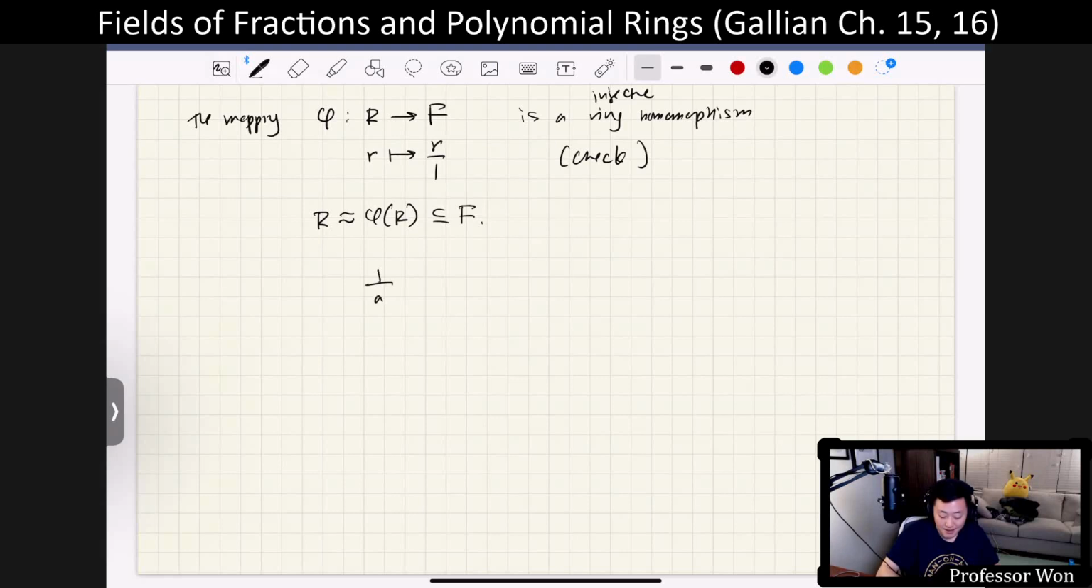Once you have 1 over a and 1 over b, you're sort of forced into this relation like this. Okay, so I'm going to hand wave this. Gallian doesn't bother to mention it at all. I basically just want it in the statement of the theorem to make the statement of the theorem correct.